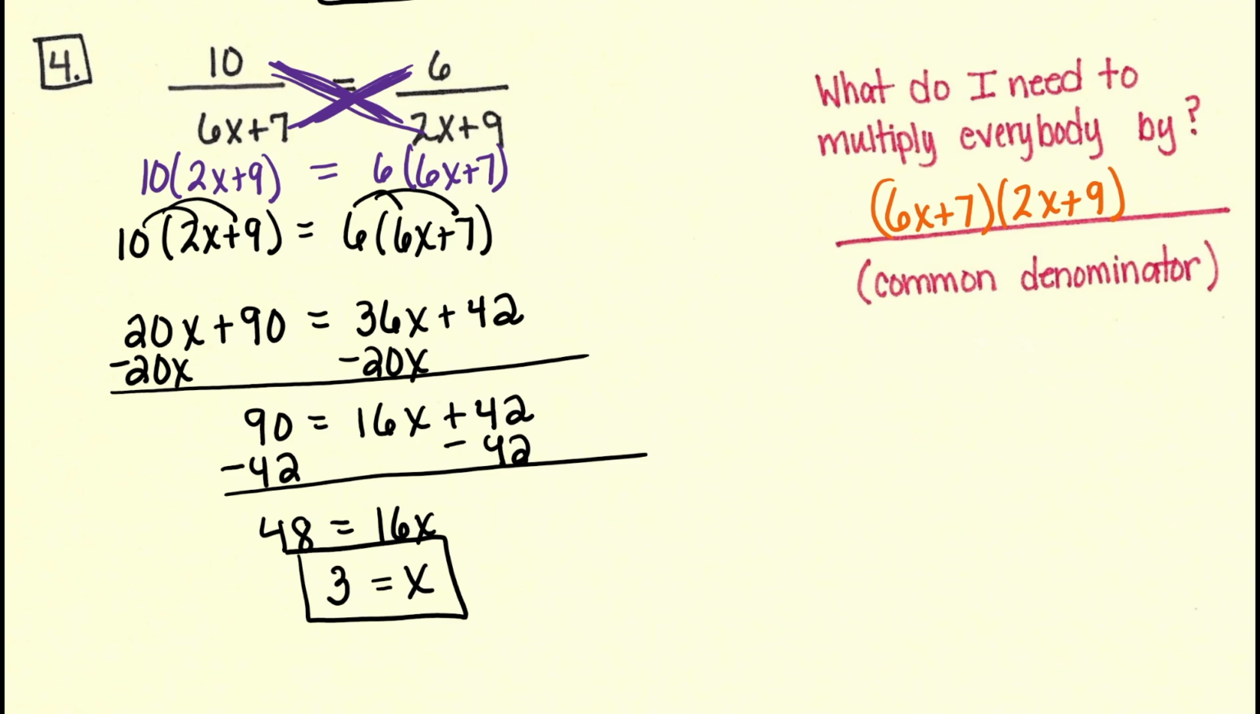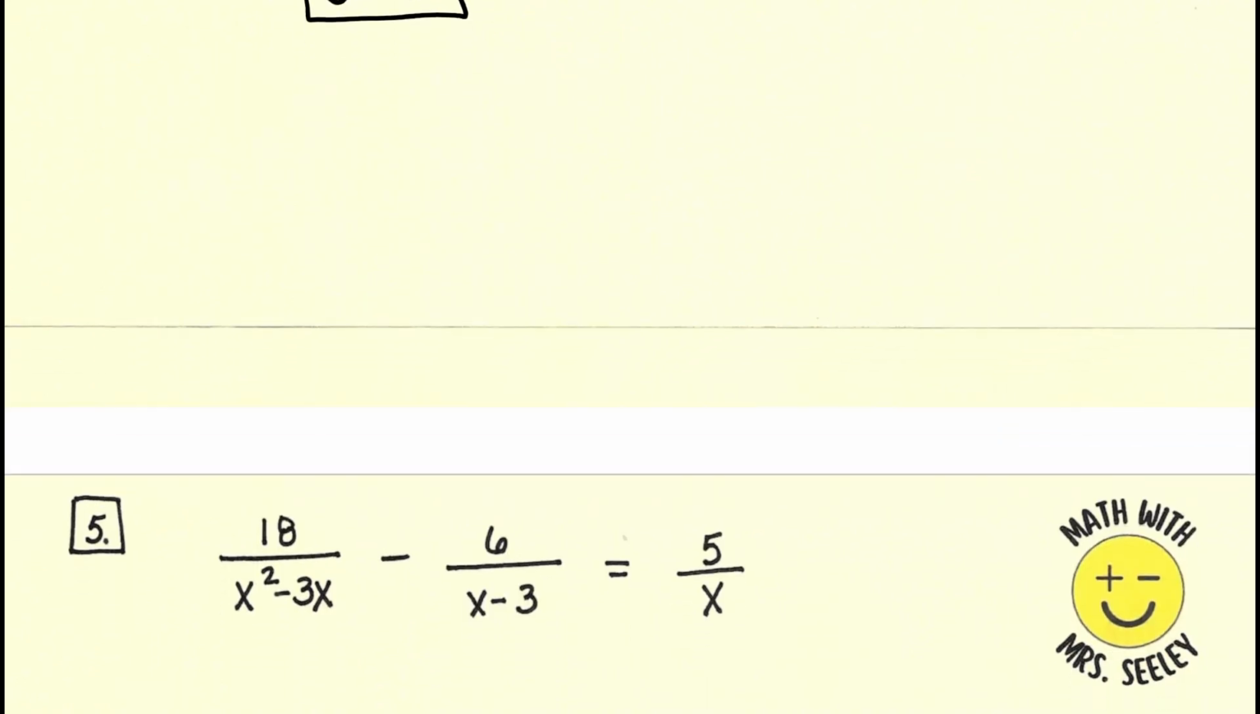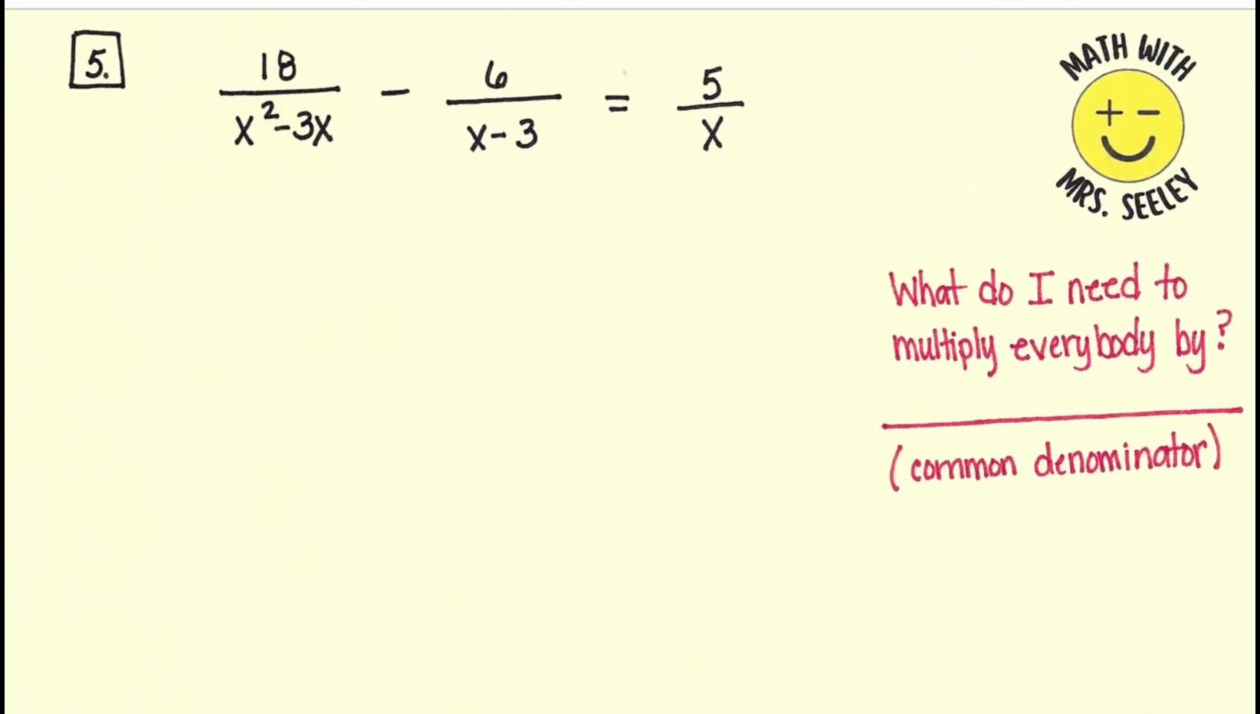Okay, let's take a look at problem number 5. Again, pause the video if you would like. So we need to look at our denominators, and we need to find a common denominator, a denominator that each of those will go into. But before I do that, I need to see what I actually have here. This x squared minus 3x needs to be simplified. It needs to be factored. You can take a greatest common factor out of that. And so you have x with an x minus 3.